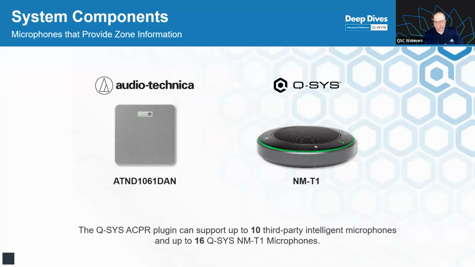In addition to getting those microphone coordinates, we can also use zone information from mics such as the Audio-Technica and our own Q-SYS NMT1. The Q-SYS NMT1 gives us 4 individual zones around the microphone that can be enabled or disabled. We can support up to 10 of those AT mics, just like the other intelligent microphones. And depending on which core is specified, we can support up to 16 of our NMT1 microphones. So we're very, very capable in any of those instances.